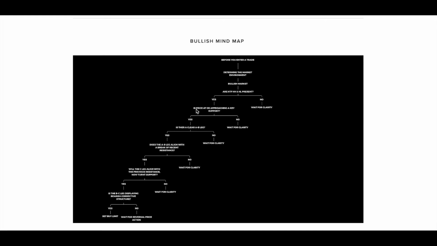If the answer is yes, is price at or approaching a key support in that bullish market? If the answer is yes, is there a clear A to B leg? So is there a clear rally and then a pullback? Does the A to B leg align with a break of recent resistance? Where that A leg started, price should have gone up and broken through a resistance, created that B leg, and should start to pull back.